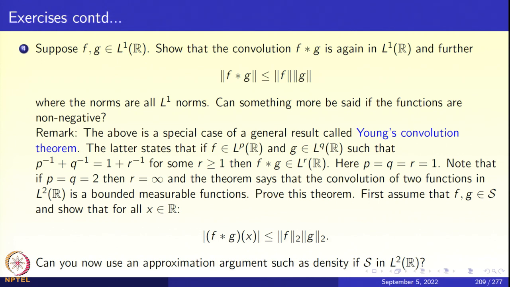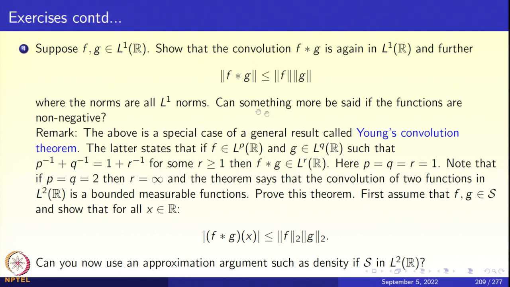So it's a repeated integral, and you take the modulus of everything and you reduce it to a double integral, or switch the order of integrations. The Fubini-Tonelli theorem has to be used, and you will easily get that it is less than or equal to norm f times norm g. Now, if f and g are non-negative, then you can say slightly more, and I'll leave that to you.